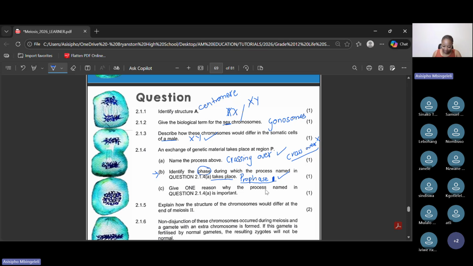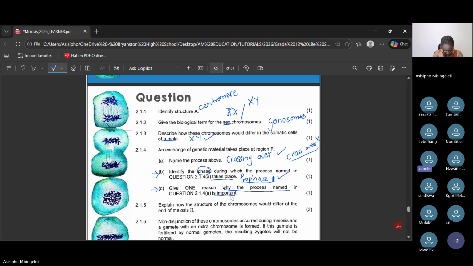Okay? Then C, we are busy with 2.1.4C. Give one reason why the process named in question 2.1.4A is important. Give one reason why crossing over is important. What did you guys say?